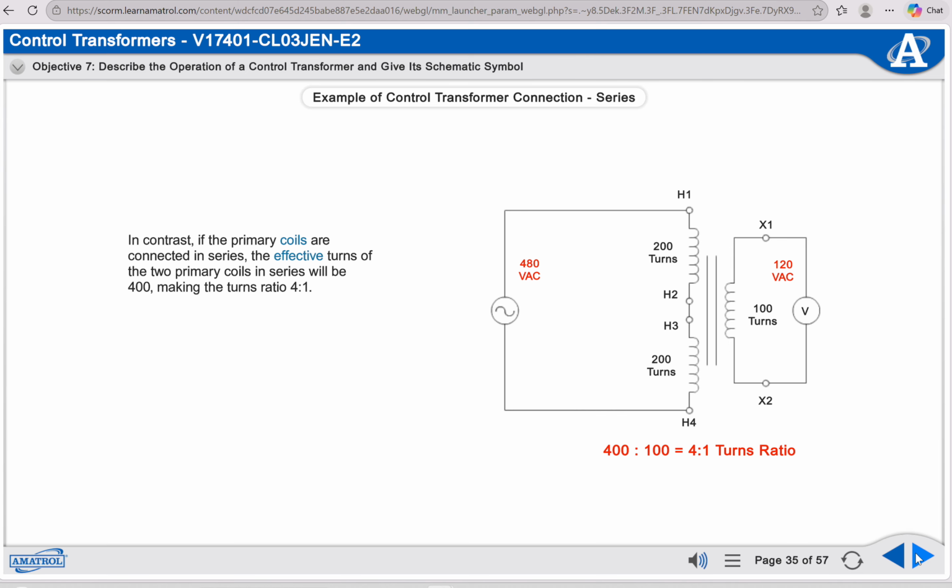In contrast, if the primary coils are connected in series, the effective turns of the two primary coils in series will be 400, making the turns ratio 4 to 1. This would cause an input voltage of 480 VAC to create an output voltage of 120 VAC.